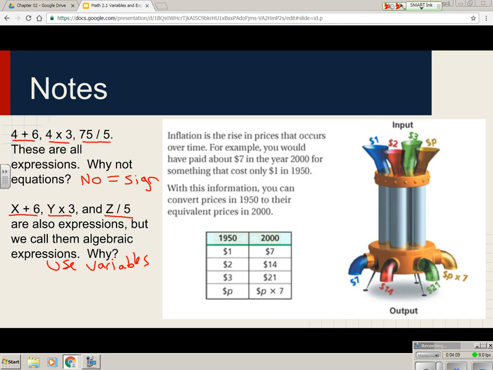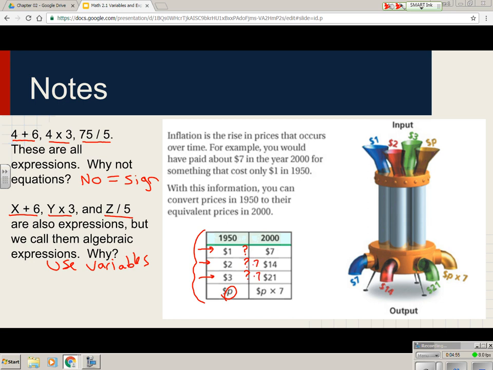So with this information, you can usually convert prices to figure out how much it was. So we make a nice table here. And the one thing you can see is if we set it for 1950 as $1, in 2000 it was $7. So in 1950, $2 would have been $14. And 1950, $3 would have been 21. So what did you do here to get to 7? What did you do to 2 to get to 14? And 3 to get to 21? Well, your math facts are good and strong, and I know that you noticed that what you had to do was you had to take the money, which we represent with P, or $ sign P, and you multiplied it by 7.